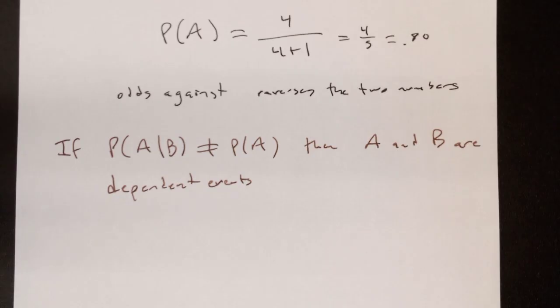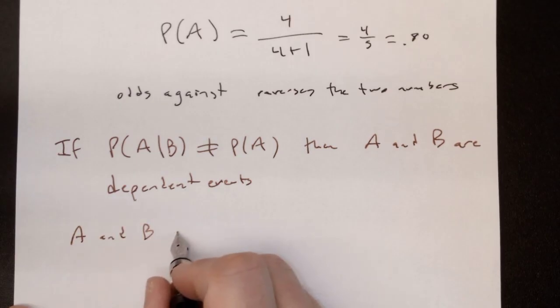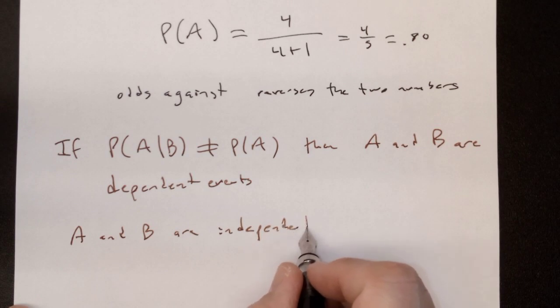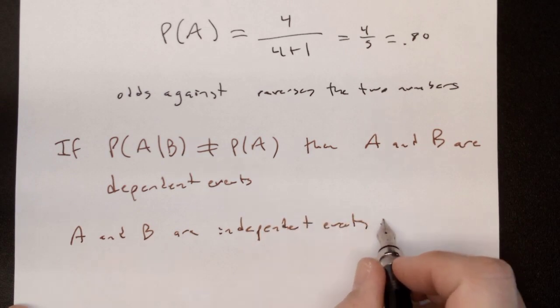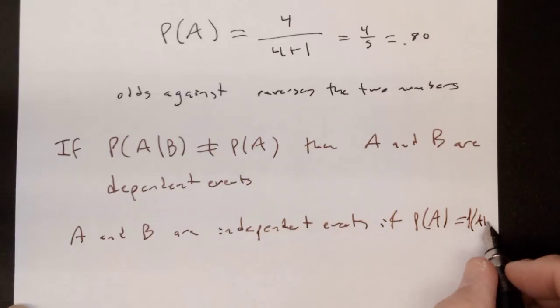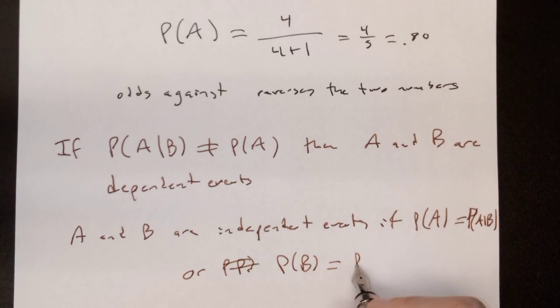So I'm going to use this the other way around, and I'm going to say A and B are independent events if P of A is equal to P of A given B. By the way, I can also measure that using B. P of B is equal to P of B given A.